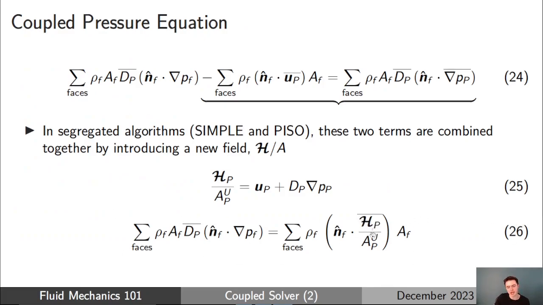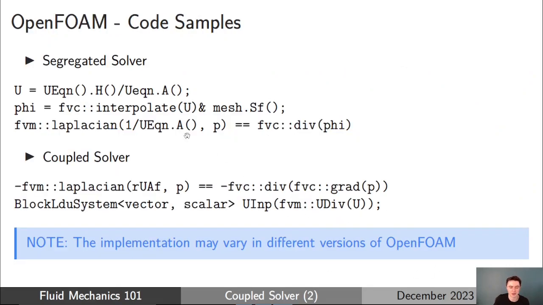We've got the field H by A, which is interpolated to the center of the face with the overbar, and then the dot product is taken with the face area vector, and the divergence of that quantity becomes the right-hand side of the pressure equation.